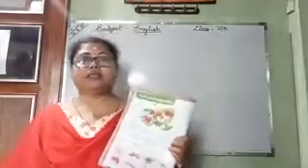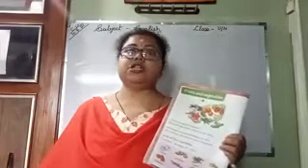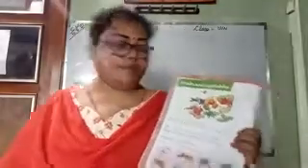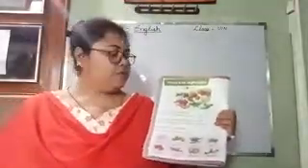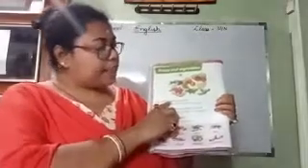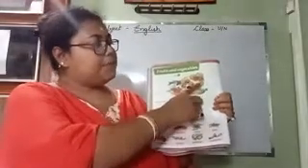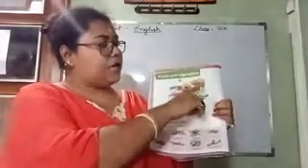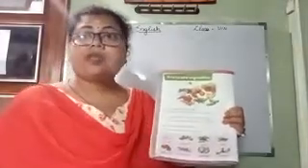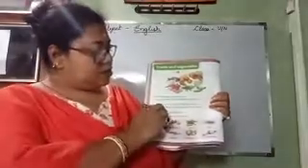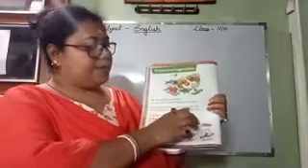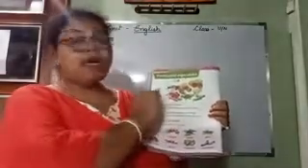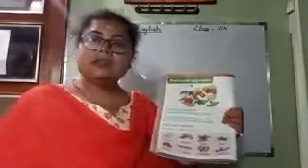And vegetables: V-E-G-E-T-A-B-L-E-S, vegetables. Okay, this is fruits and vegetables. What is written? Look at the apples and bananas. The apples are red and the bananas are yellow. The oranges are big and the grapes are small.